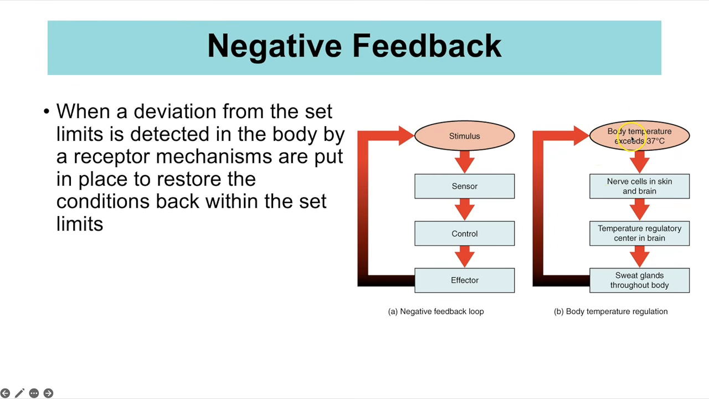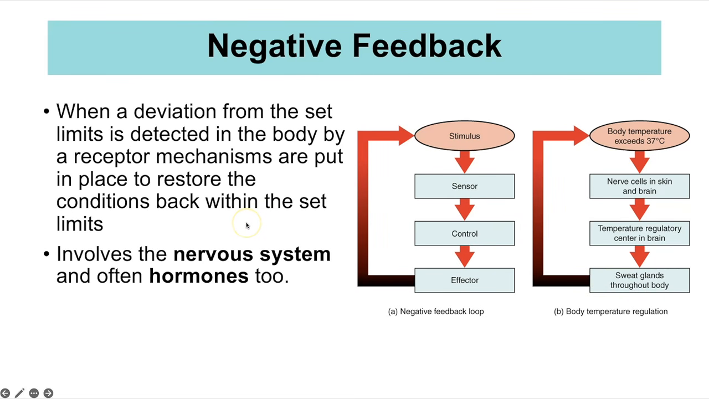So we can see here if the body temperature exceeds 37 degrees C, which is outside of the normal set limits, it's going to be detected by cells in the nervous system. That is then going to result in mechanisms happening such as sweating, which will then result in cooling, which brings your body temperature back to the normal limit. And this negative feedback involves the nervous system because you have to have receptors to detect the change.